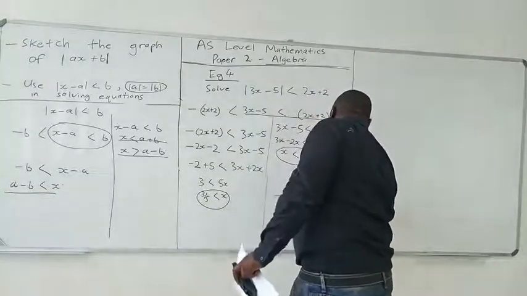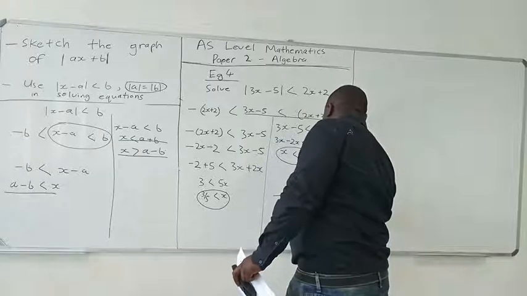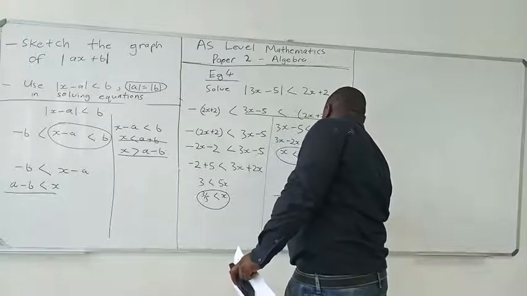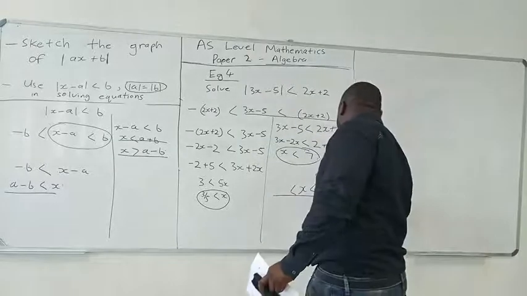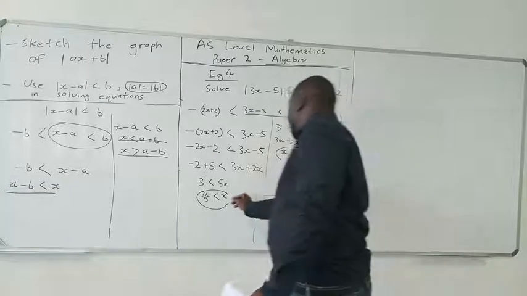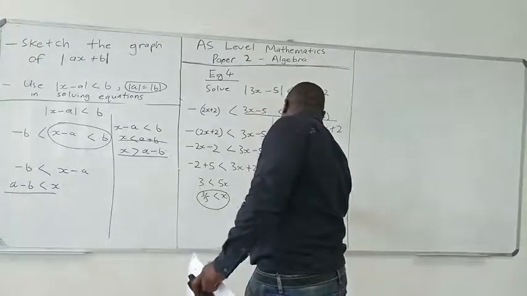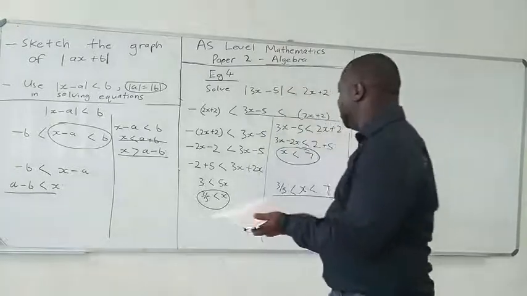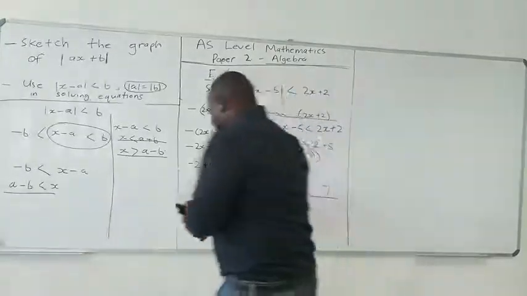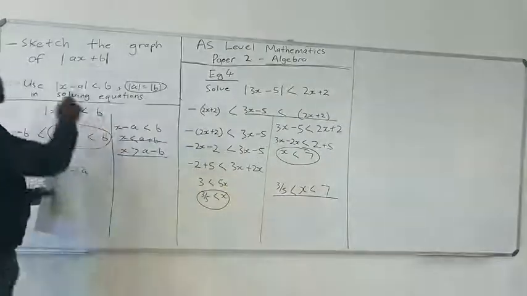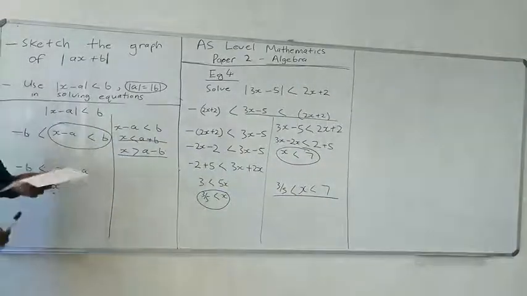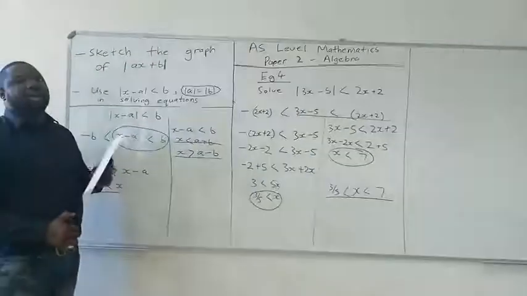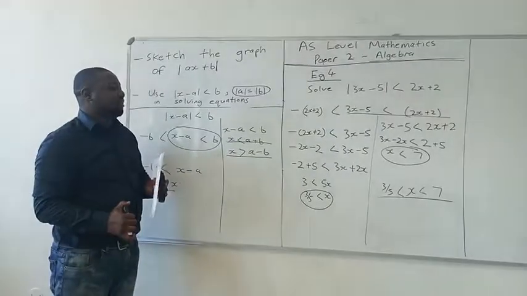We can combine this into one answer. Right, x is less than 7, so we put a 7 there. X is greater than 3 over 5, we can put the 3 over 5 there. Right, so this is how we use these two relationships in solving inequalities.